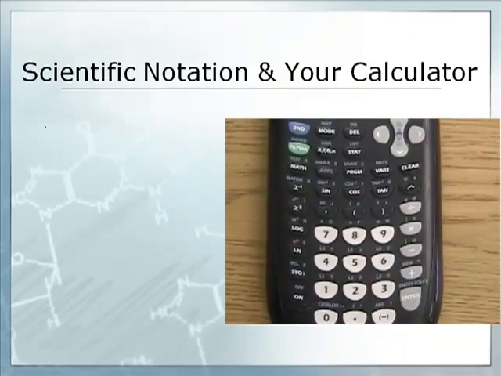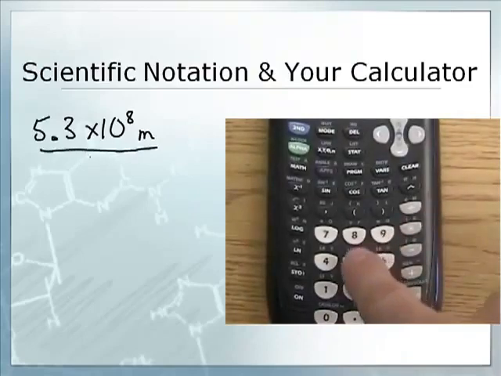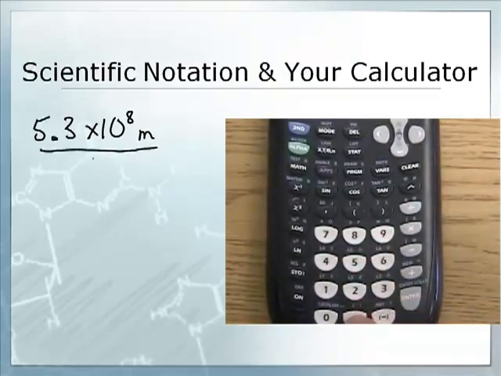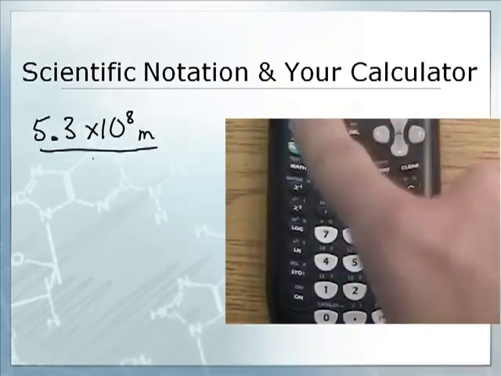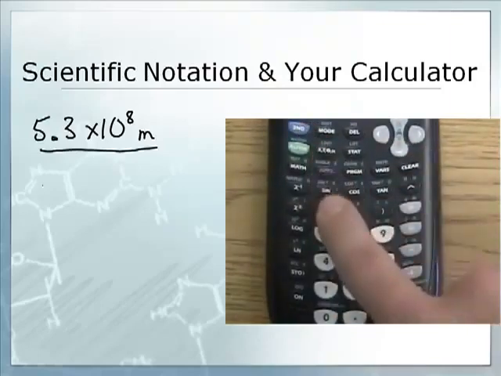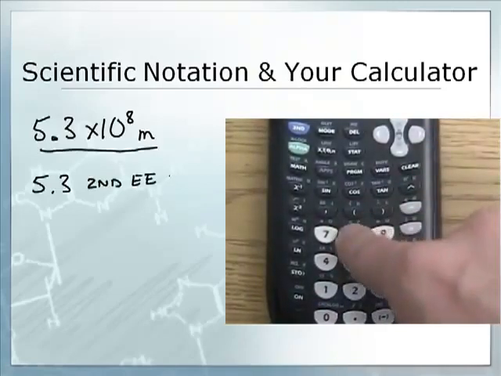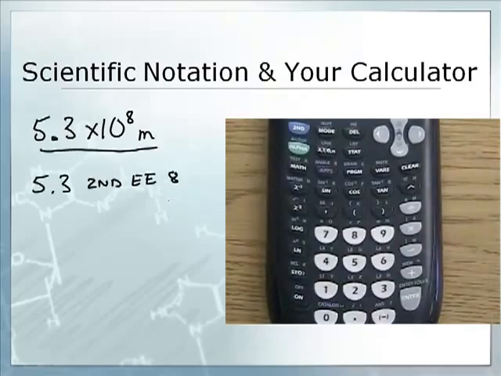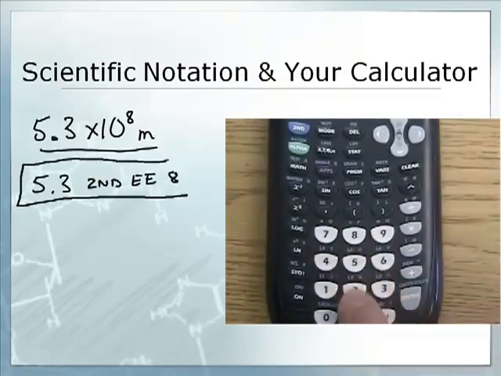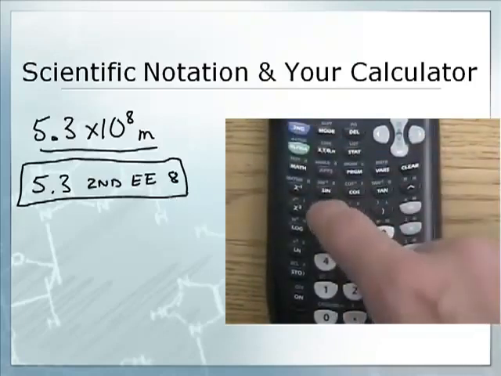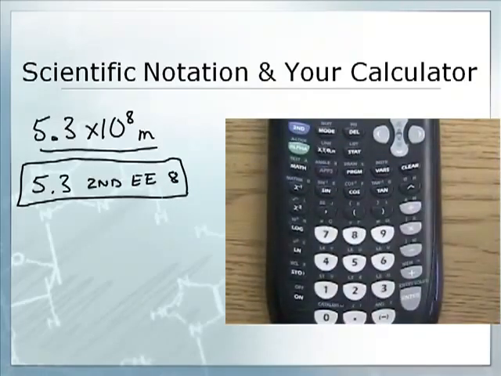Give me an example. Let's say that I have 5.3 times 10 to the 8th meters. Here's how I put that in my calculator. Everybody follow along. 5.3. Now, times 10 to the. Here's what you're going to do. You go second EE. It means times 10 to the. And then 8. So: 5.3, second EE, 8. Those are the keystrokes that you put. Let me do that again. 5.3, second EE, 8. That means 5.3 times 10 to the 8th power.